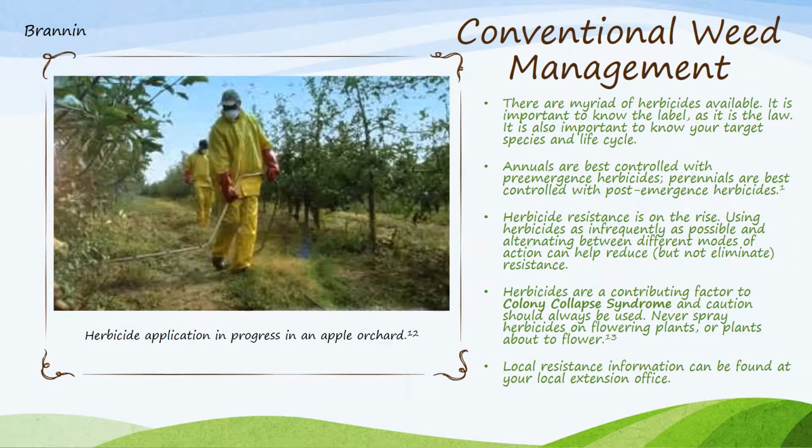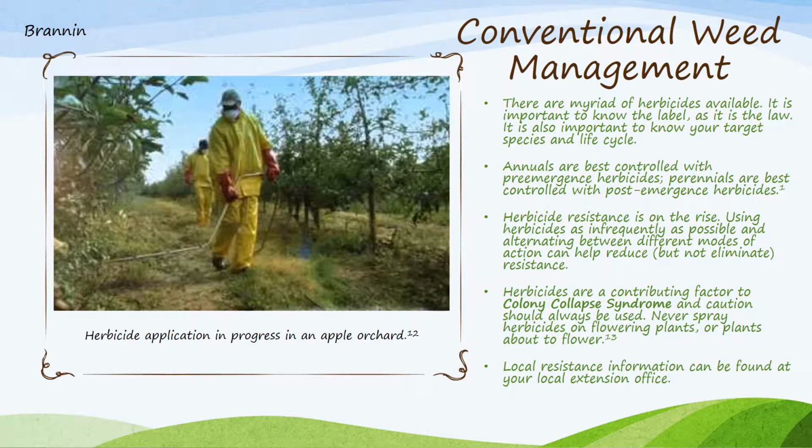In conventional weed management, there are a myriad of herbicides available. It is important to know the label as it is the law. It's also important to know your target species and life cycle. Annuals are best controlled with pre-emergence herbicides. Perennials are best controlled with post-emergence herbicides. Herbicide resistance is on the rise. Using herbicides as infrequently as possible and alternating between modes of action can help reduce but not eliminate resistance.